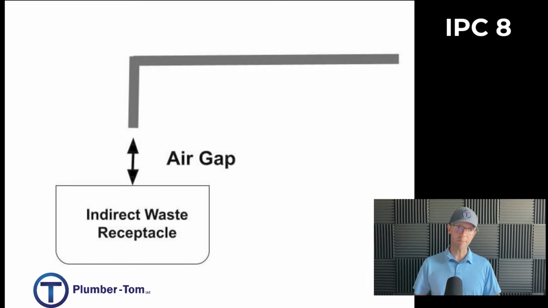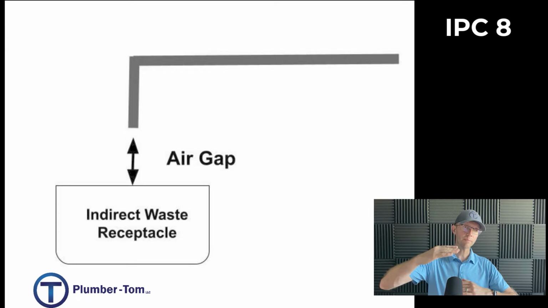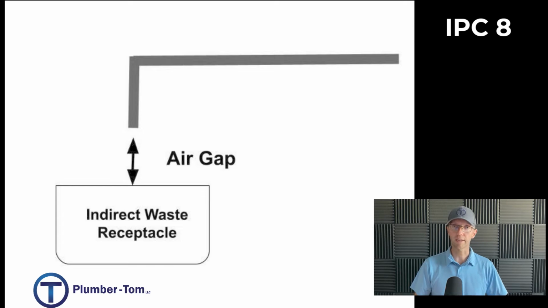An air gap is an actual physical gap between the indirect waste pipe, represented in this picture by the gray line that's coming horizontally, dropping vertically down into the receptacle, and the receptacle being a floor sink, a floor drain, somewhere that indirect waste can drain into. So the idea here being with the gap that the indirect waste pipe is above the flood level rim of the receptacle being a floor sink or floor drain.